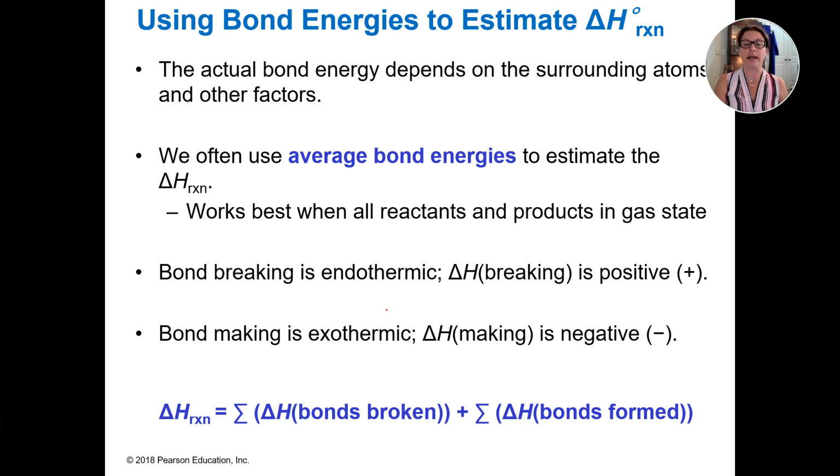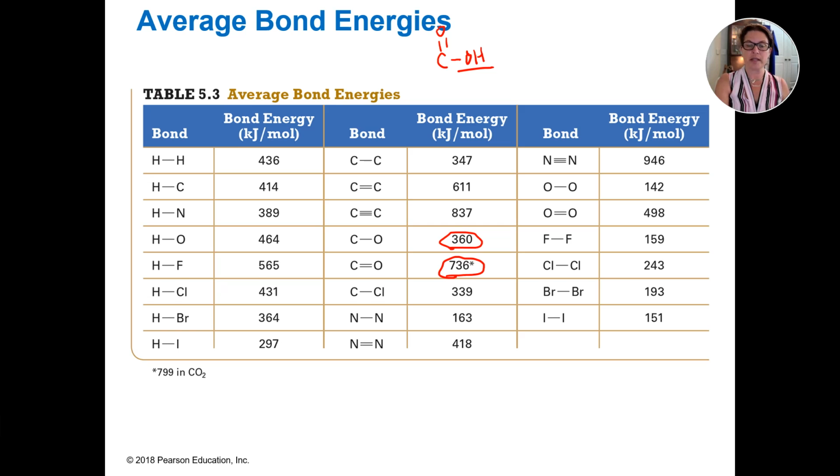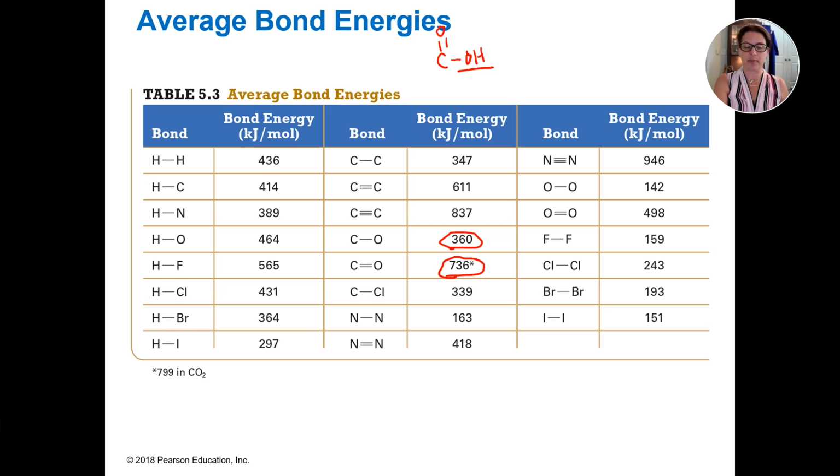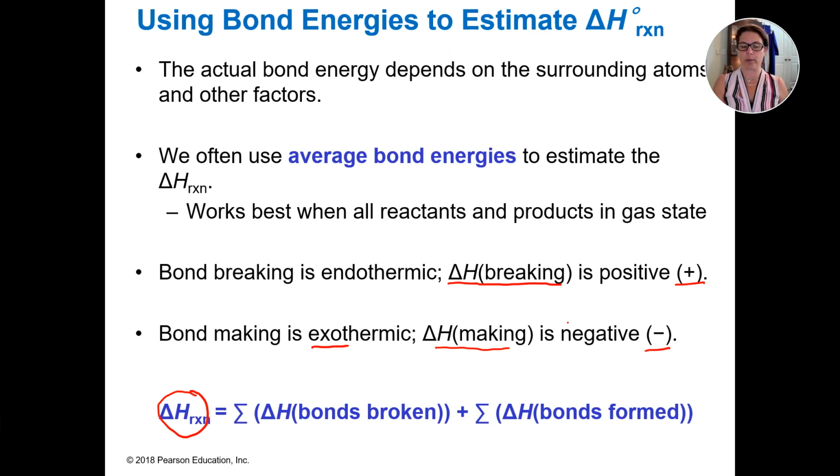So we talked about bond breaking being endothermic. That's going to give us a positive delta H. Bond forming is exothermic, which is a negative delta H. All right. So the delta H of the reaction is simply calculated by adding up all the values from this table of the bonds broken and adding it to all the values from this table of bonds formed.